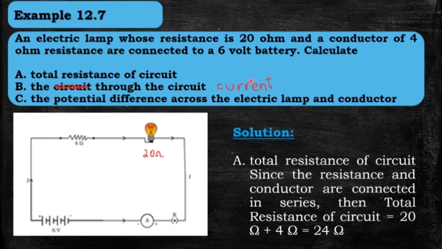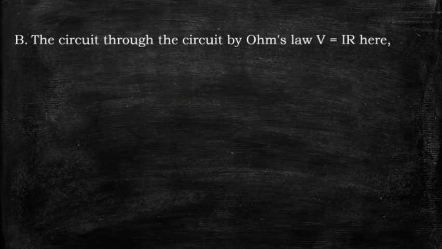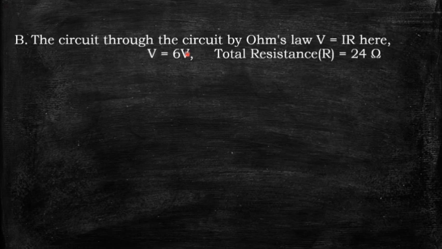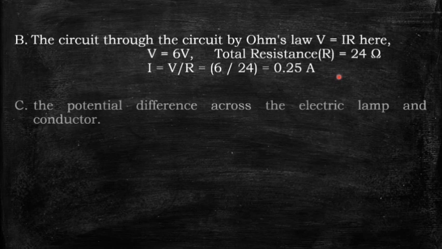Now the current through the circuit, they are asking what is the current. Current is equal to voltage divided by resistance. Resistance we have 24 ohm, and the voltage is a 6 volt battery. I is equal to V by R, that is 6 divided by 24, and we get 0.25 amps.